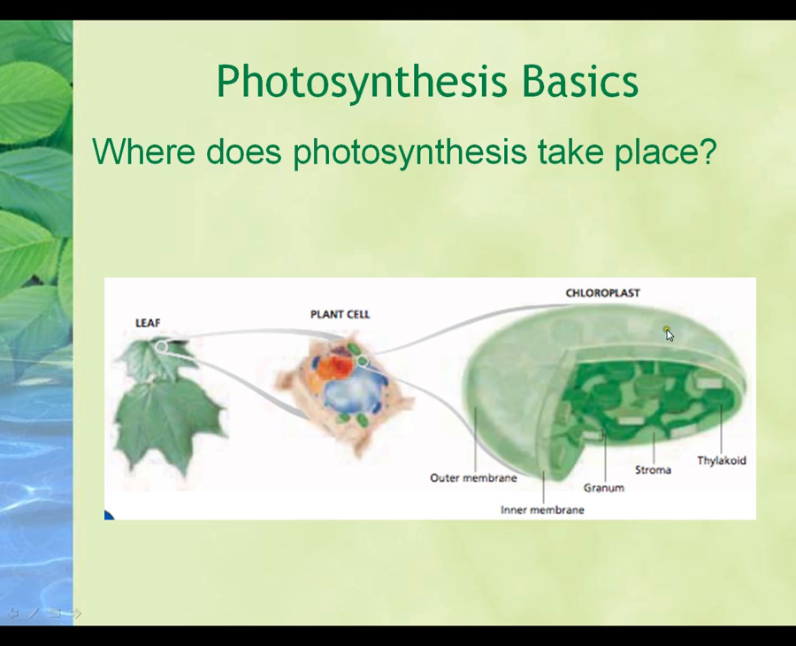Now, the green color comes from the granum, okay, which are stacks of thylakoids, and the thylakoids are the little discs, and it's this granum that contains the pigment chlorophyll, which makes them green. There's a fluid inside the chloroplast, and that fluid is called the stroma.